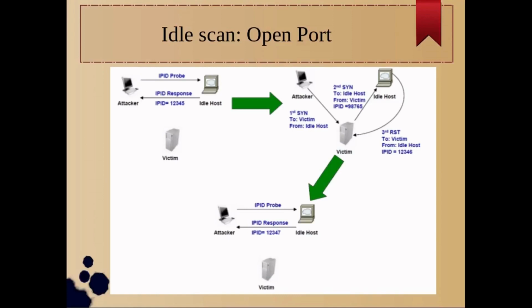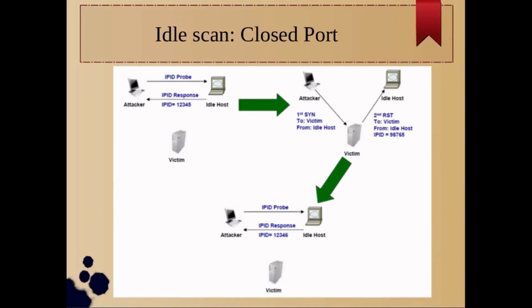So the attacker again probes the idle host, and if the IP ID is one more than the previous, that means it's an open port, otherwise a closed port. We had an IP ID of 12345 earlier, and then in response 12347. So that increment of 2 represents an open port. If we have only one increment, IP ID 12345, next time 12346, that means a closed port.